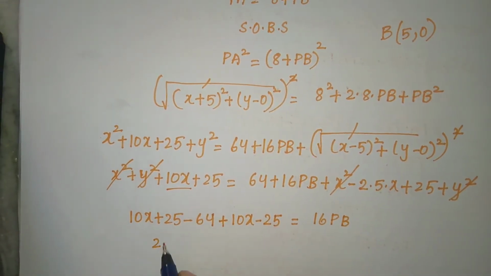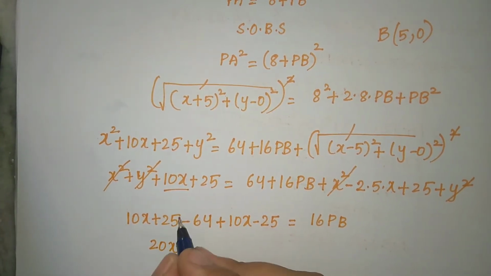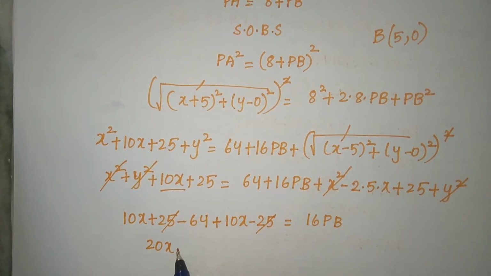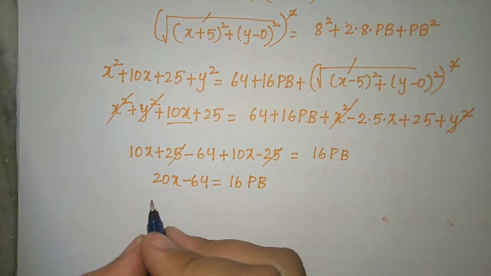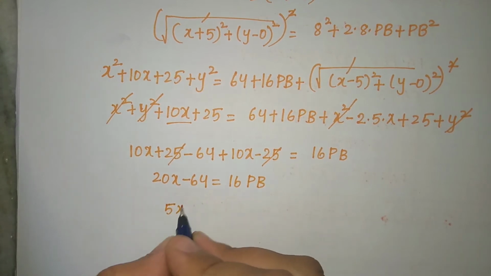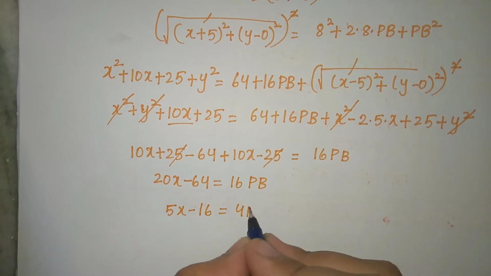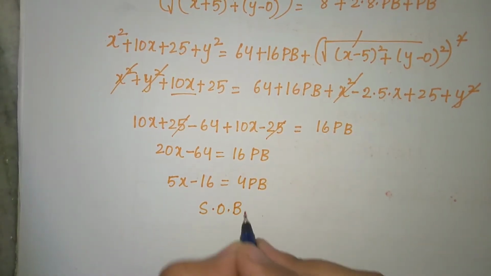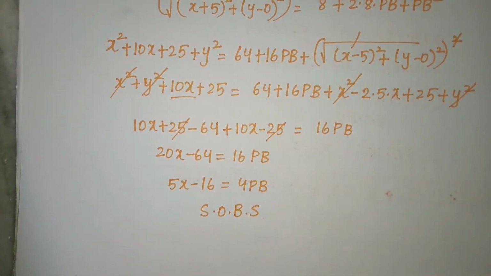10x plus 10x, 20x. 25 minus 25, 0. And we have minus 64 is equal to 16 PB. Take 4 common and cancel. 4 5s are 20, 16 fours are 64, 4 PB. So apply squaring on both sides again. So in this problem we have to apply squaring on both sides two times.